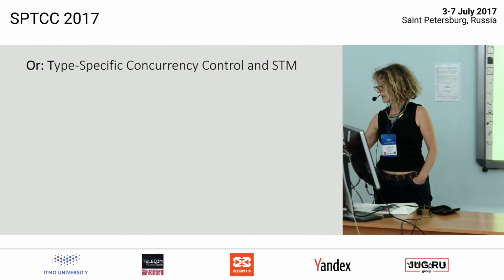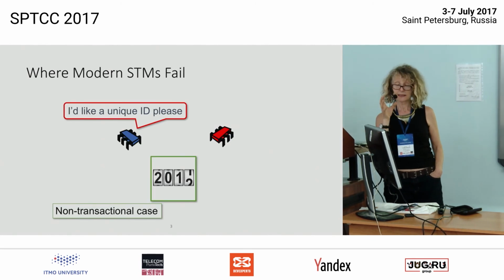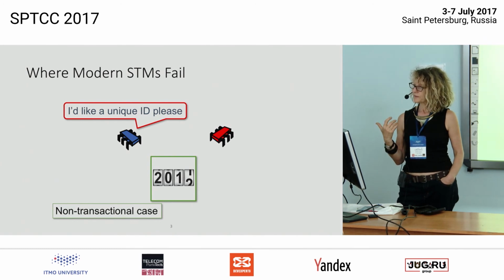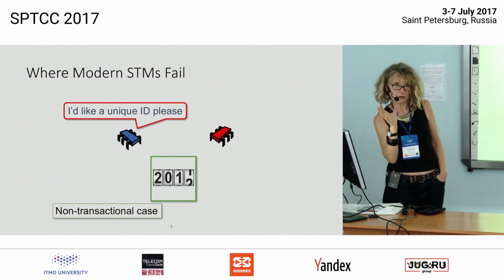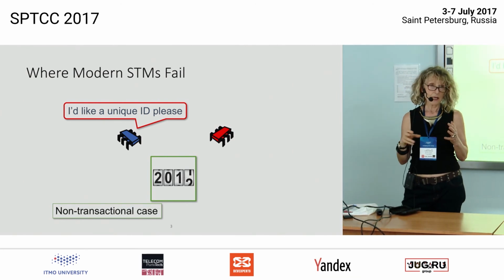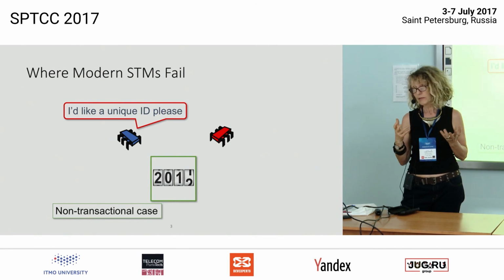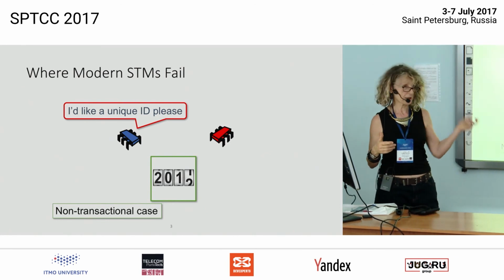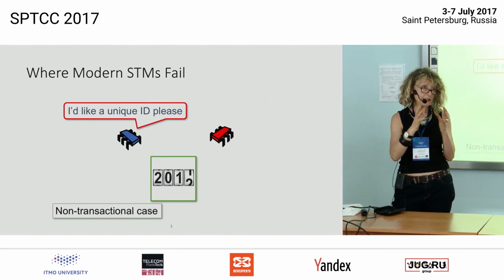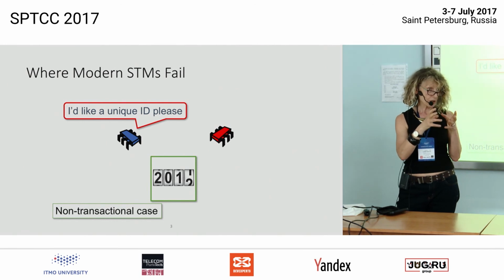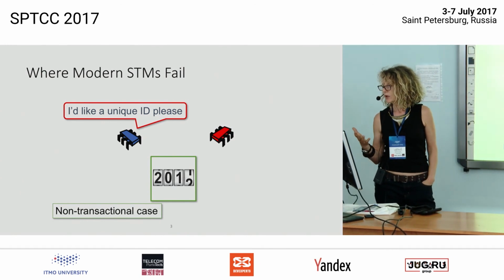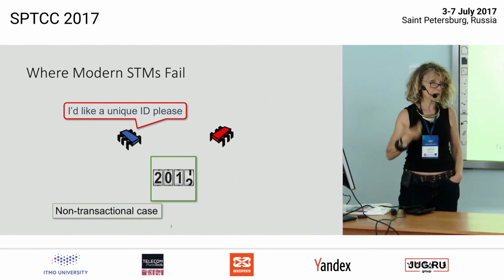One of the issues that arise in software transactional memory is, imagine the following situation. Let me talk about an example. You have a red and blue thread, and the threads need a unique ID. Maybe because they generate elements and want to stick them into a set, and they need a unique key for each element. And they use a counter to generate unique IDs.